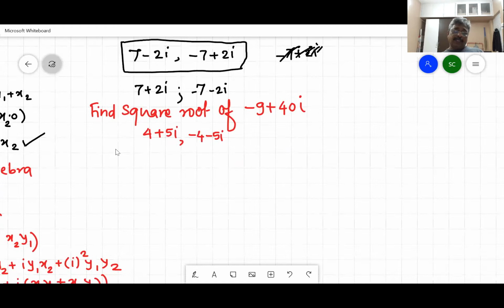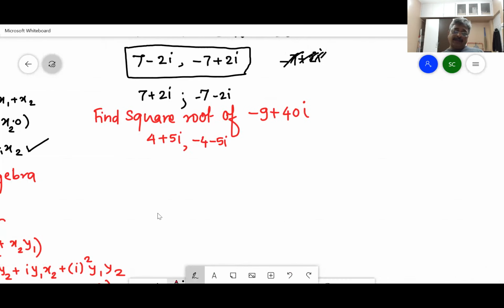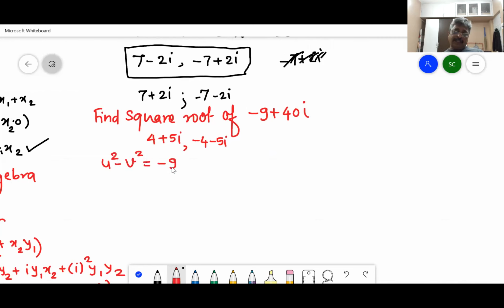Sir? Yes. Can you please solve this question? Yes. u square minus v square is equal to minus 9. 2uv is equal to 40. u into v is equal to 20. Okay?